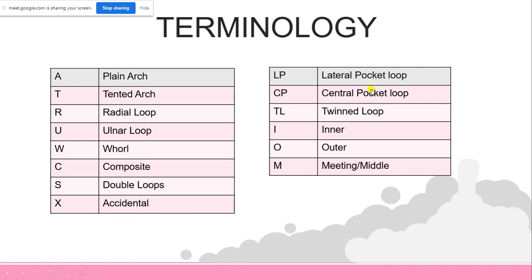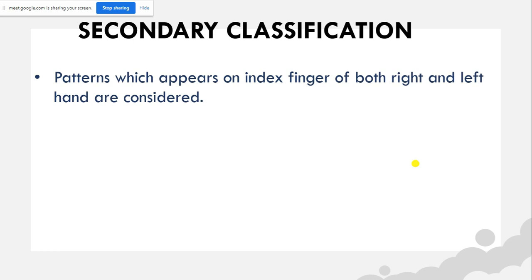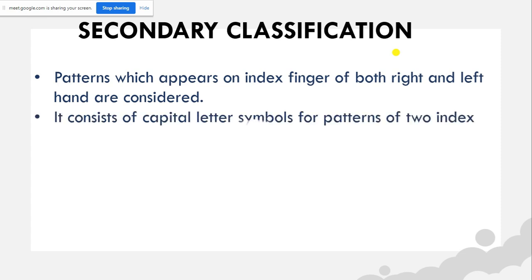LP is lateral pocket loops, CP is central pocket loops, T is twin loops, I is inner tracing or inner ridge count, O is outer tracing or outer ridge count, and M is meeting or middle ridge tracing or ridge count. What is happening in secondary classification? Secondary classification is considering the patterns appearing on the index finger of both the right and the left hand. So only the index fingers are being considered. It consists of the capital letter symbols of the patterns of the two index fingers.